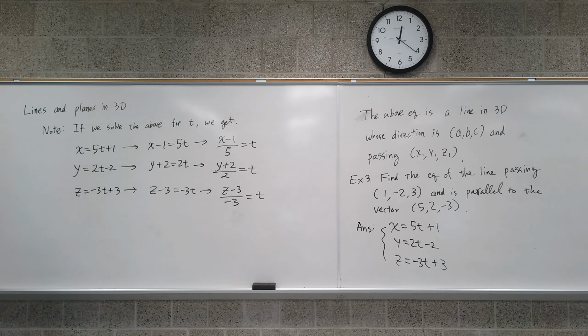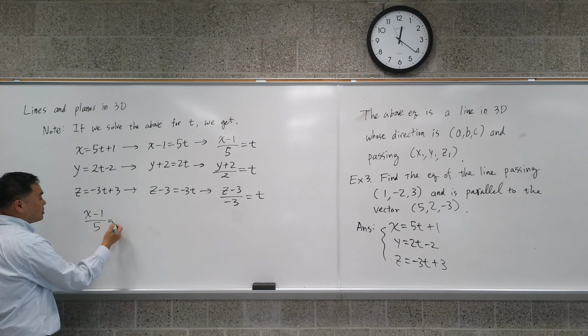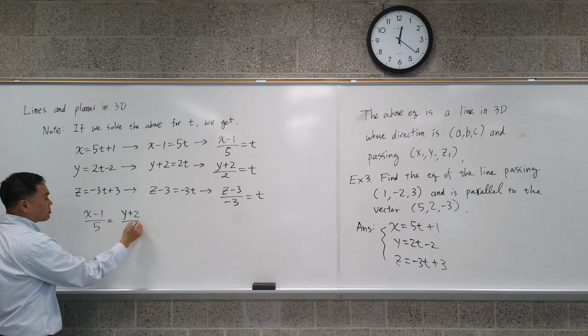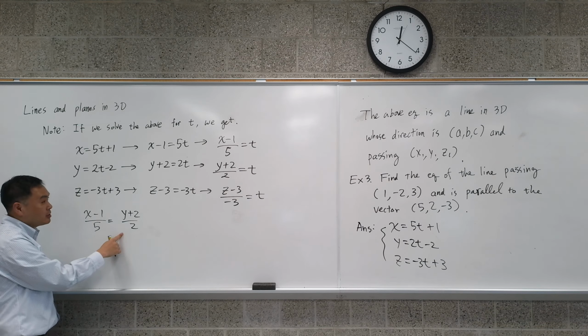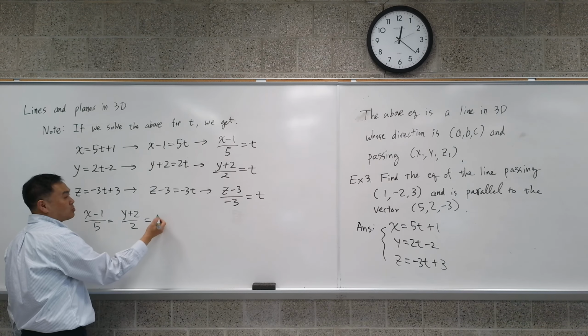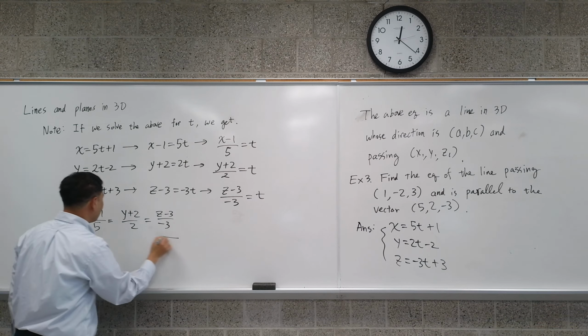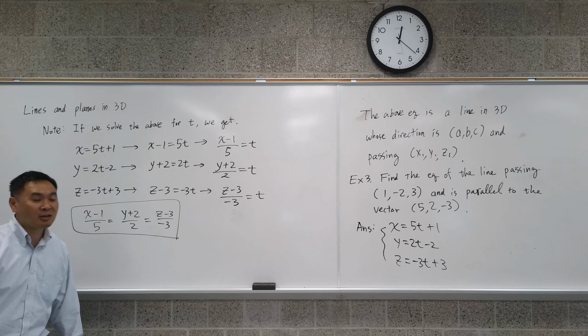Now, once you solve everything for t, there's something you can do. You can say (x minus 1) over 5, since that's equal to t, and (y plus 2) over 2 are both equal to t, right? So they must be equal. Agreed? And because this is also equal to t, you can say this is equal to (z minus 3) over -3. Okay, so you have two equations. And supposedly that gives you the line. Okay. Now, why is that?